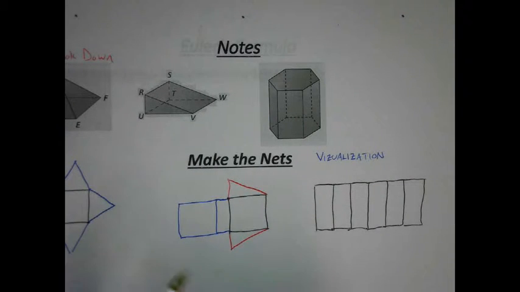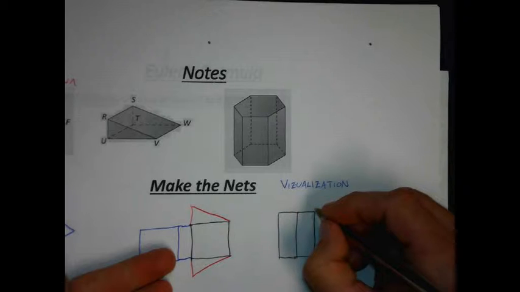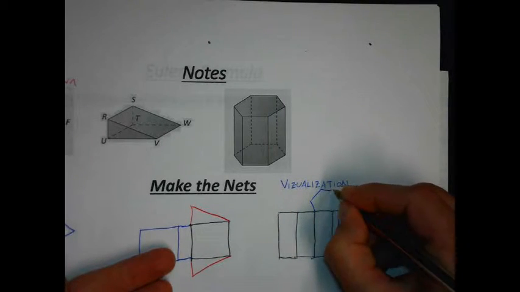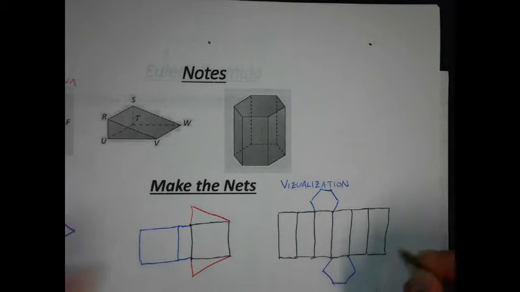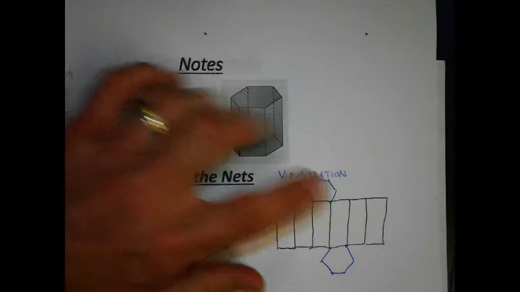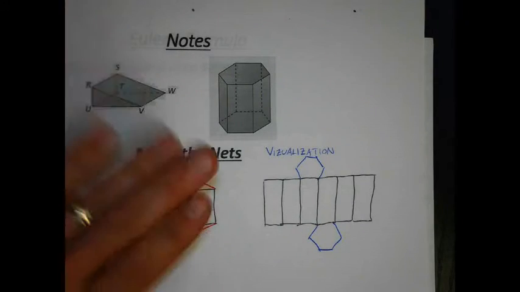Okay, so we had our 6 sides unwrapped, and then we had our top that's a hexagon, and the bottom that's a hexagon. And we can put them anywhere. It won't really matter. So that would be the top and the bottom. And again, it won't matter where you put them, but that would be the net. And the whole thing is about visualizing and unwrapping.